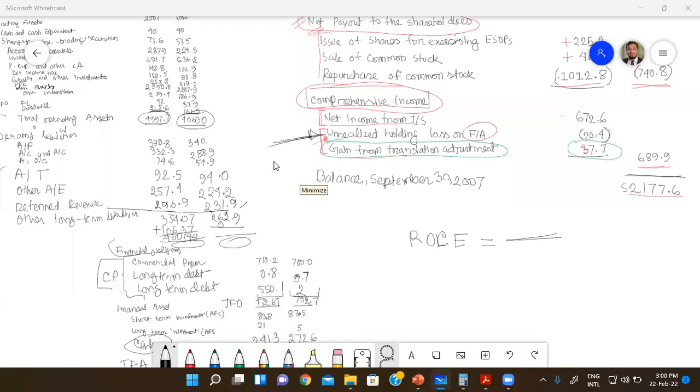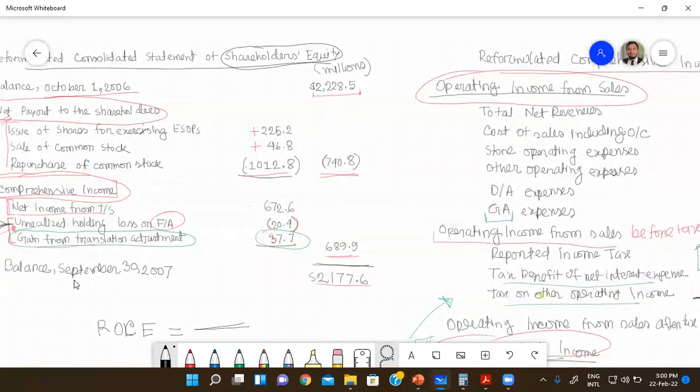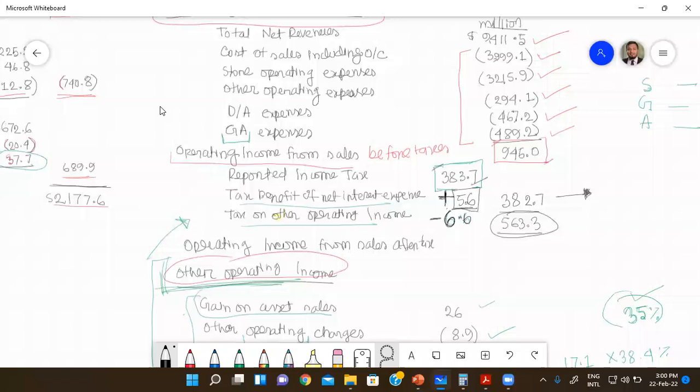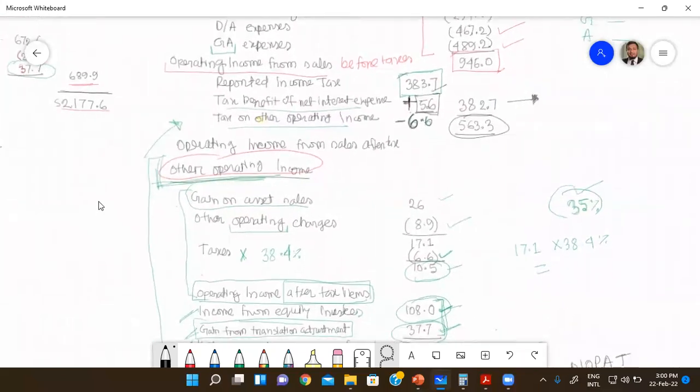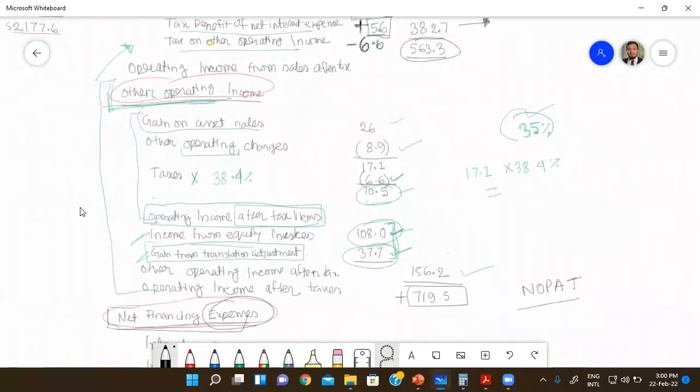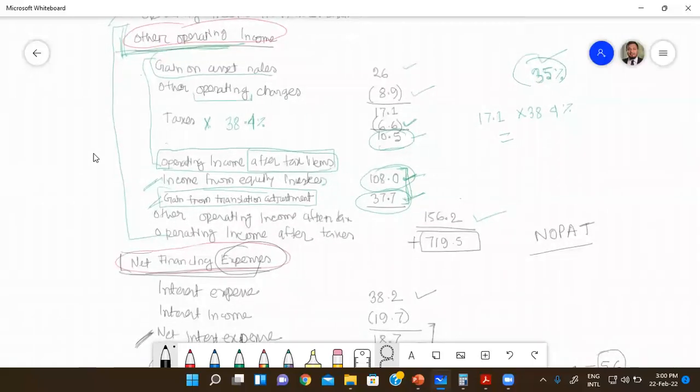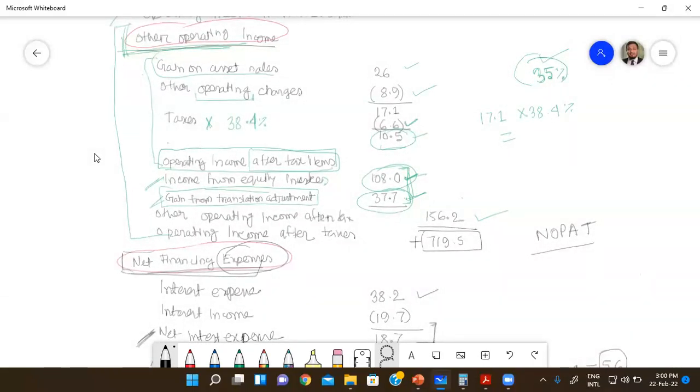After tax net operating income, I have received a response. Okay. Let me take you to the numbers, what you have mentioned. You are probably indicating this one. 719.5, is it? Are you indicating this number? When you have said operating income after tax?